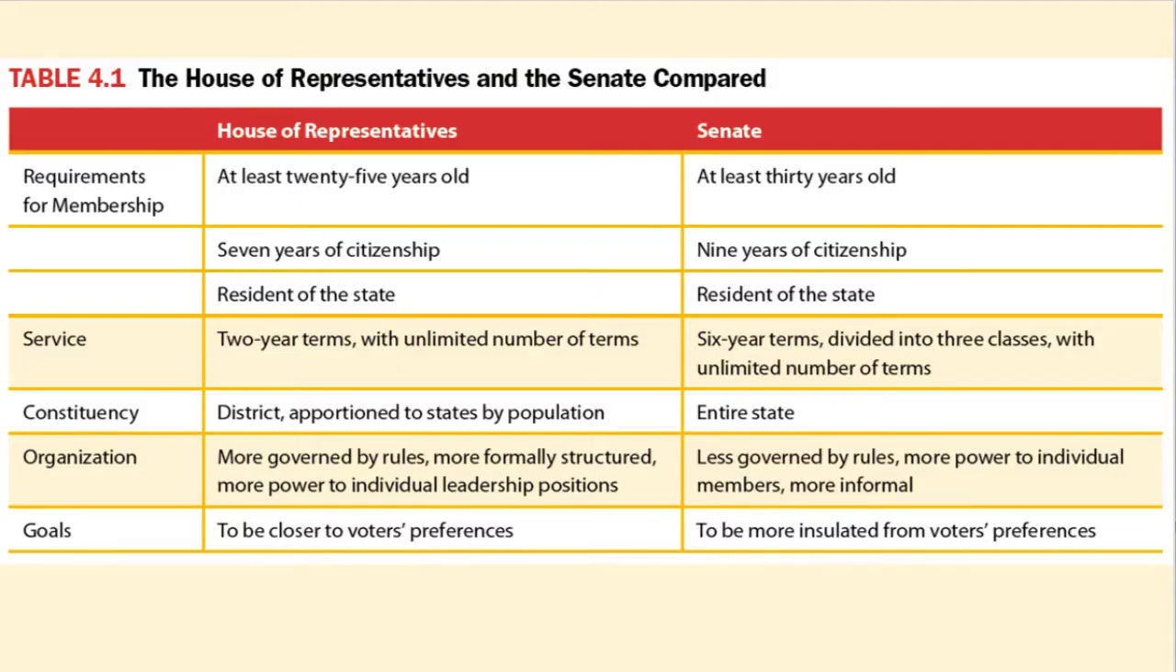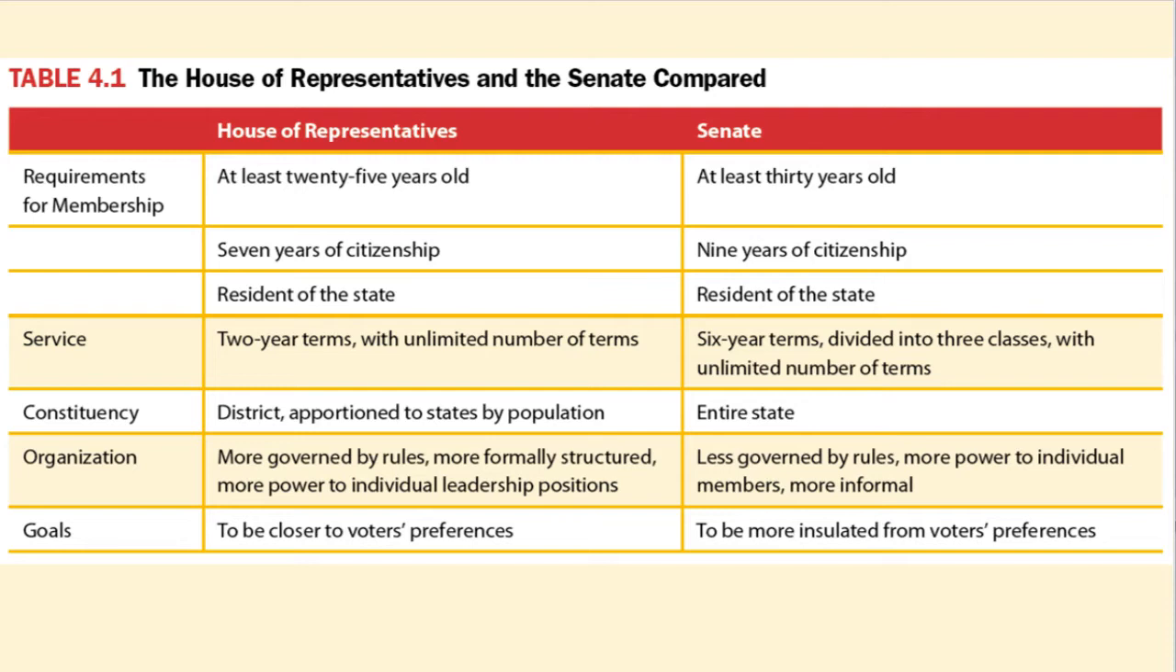towards that state's population. Then Article 1 goes on to talk about the qualifications for running for the House of Representatives if you want to be one of those representatives. To be a representative in the House of Representatives, you have to be at least 25 years old. You have to have lived in the United States as a citizen for 7 years. You have to be a resident of the state, and actually more specifically the district in which you are representing. You serve 2-year terms with an unlimited number of terms.